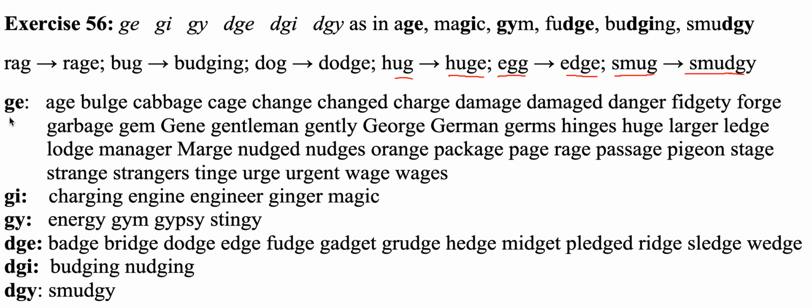Okay, so we've divided these up. We're going to look at the GE, then the GI, the GY, the DGE, DGI, and DGY. And so we're going to read these together, and we'll make a sentence up. Ready? The first one is what? Age. What is your age?